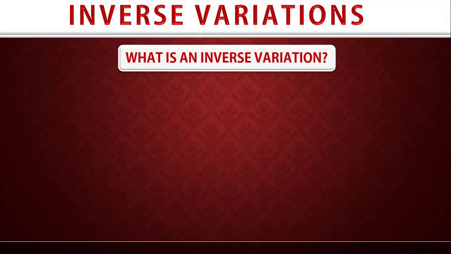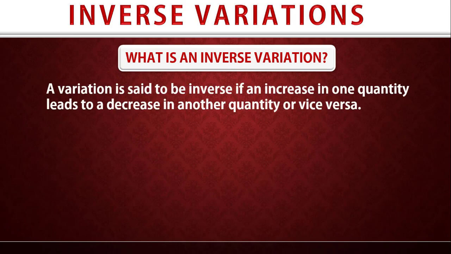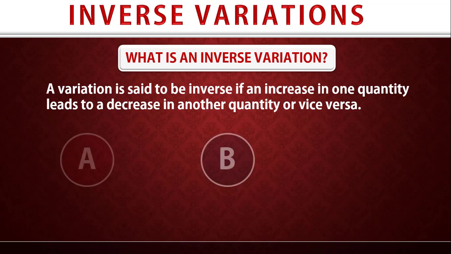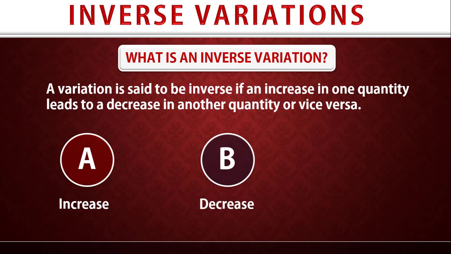What is an inverse variation? A variation is said to be inverse if an increase in one quantity leads to a decrease in another quantity, or vice versa. For instance, we're given quantity A and quantity B. If quantity A increases, that means quantity B will decrease. And if quantity A decreases, it simply means that quantity B will be increasing. This is the inverse variation.